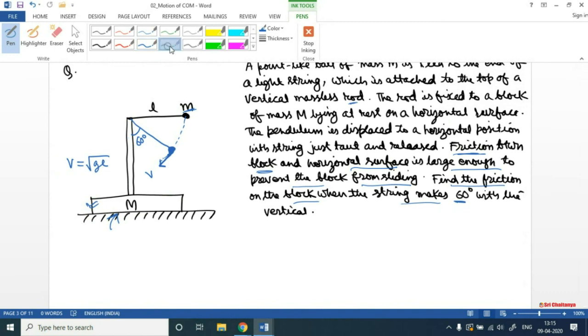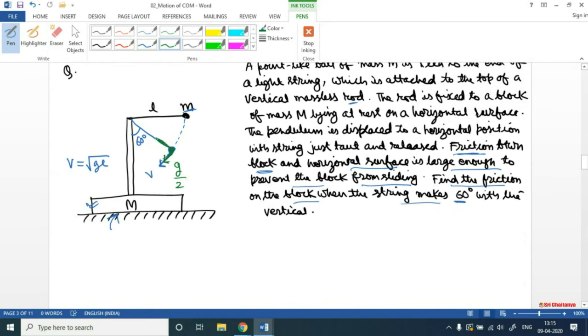So over here, let me use some other color pen. The forces acting on this would be mg, or rather, let's not use forces. Since we know the velocity over here, we can simply say that the tangential acceleration is going to be g sine theta. So that is simply going to be g by 2.